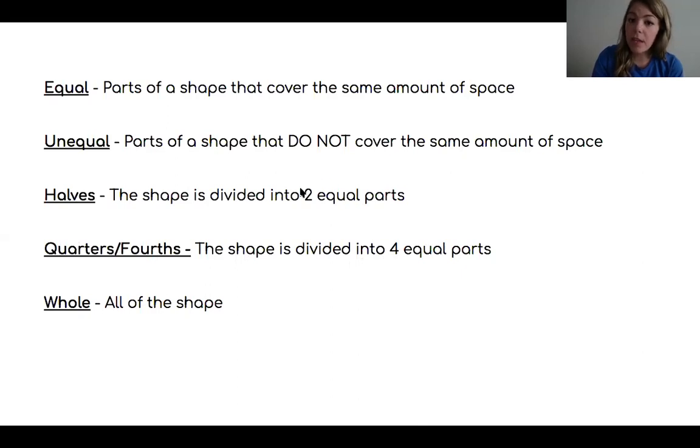So instead of it being in two parts, like up here when it's a half, for quarters or fourths, you're dividing it into four parts. So that's easy to remember for fourths because it's the same word, fourths. So we might just have to know this new word, quarters. So dividing it into quarters is four equal parts, okay? And then whole means it's the whole entire shape. So the whole cake, the whole pizza, or whatever it is.